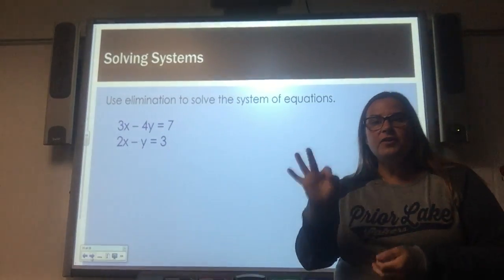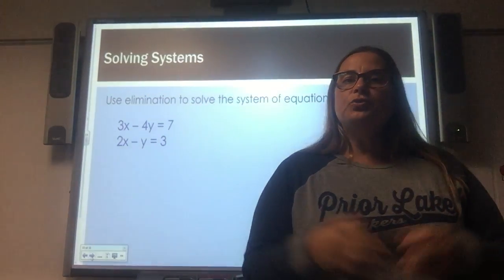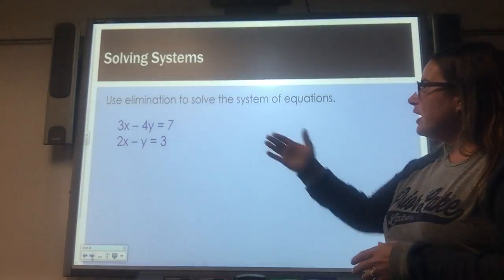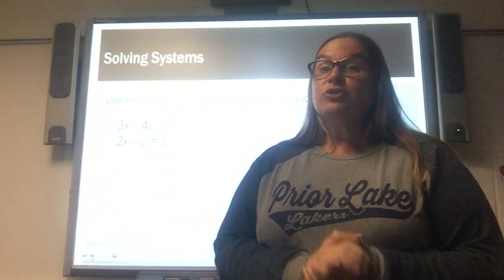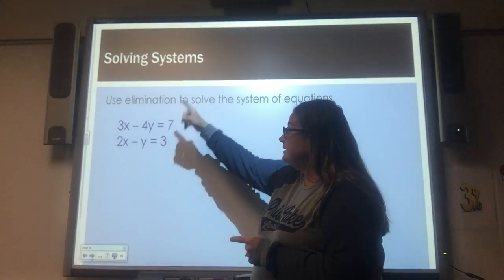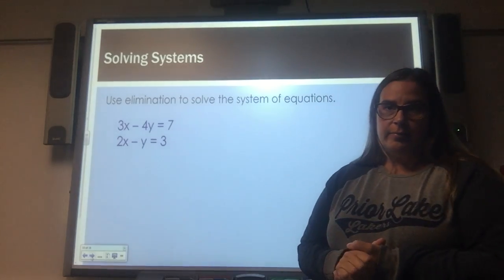All right, here's the third way to solve a system. It's called elimination. Our whole goal is to eliminate one of the variables. So when I look at this given system, it's really nicely laid out in that it has the x's, the y's, the equal sign, and the constants all lined up.